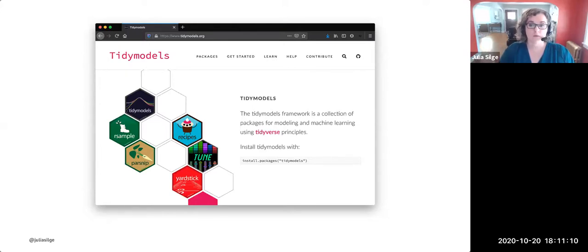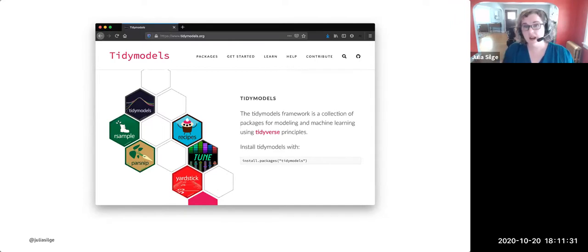Another goal is to harmonize the heterogeneous interfaces that we have within R and to encourage good statistical practice in the design of this framework, of this system. So I'm really glad to get to show you a little bit of what I'm working on, what I build, what my teammates and I have been doing.